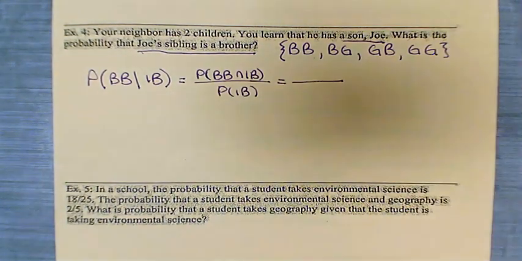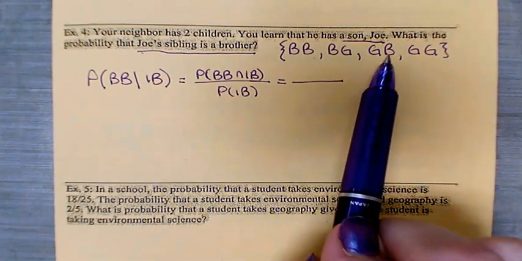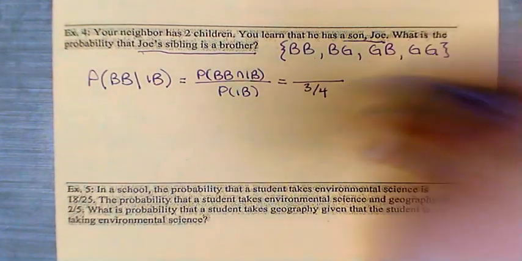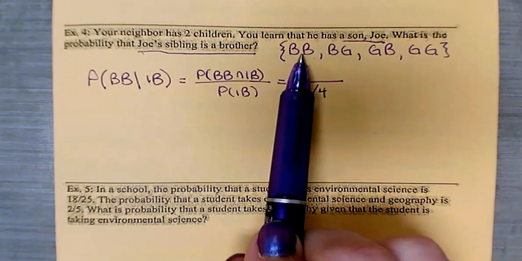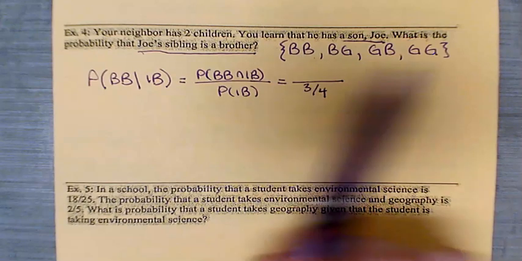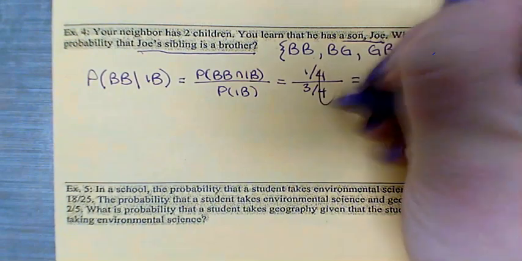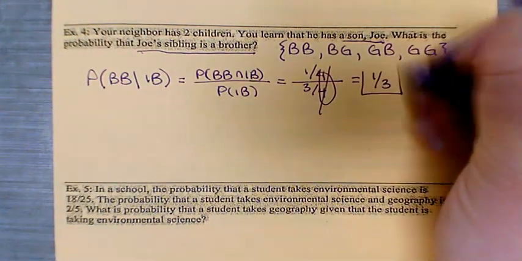It's typically the easier one. The probability there is at least one boy. That happens 1, 2, 3 times. It doesn't happen this time. So that's 3 out of 4. The probability that there are 2 boys and at least one boy, well, that only happens when there are 2 boys. So that's 1 out of 4. So my 4s as my denominators will end up canceling out, and I'll be left with 1/3.